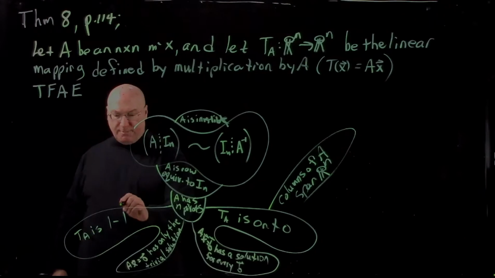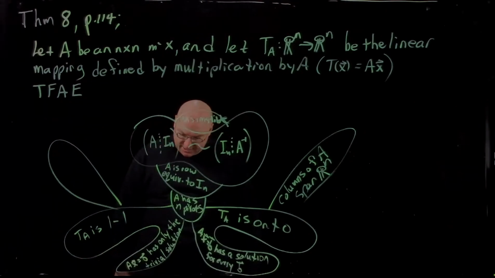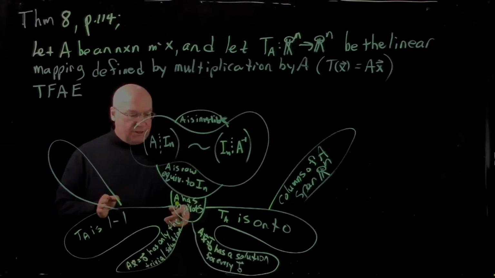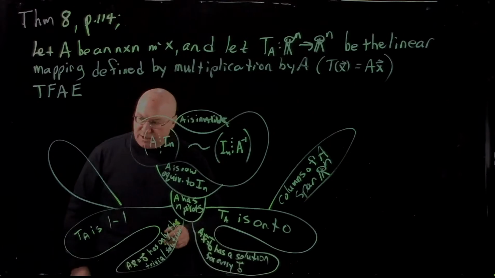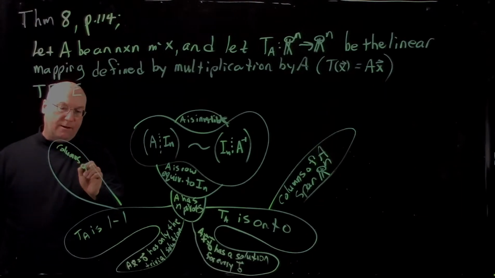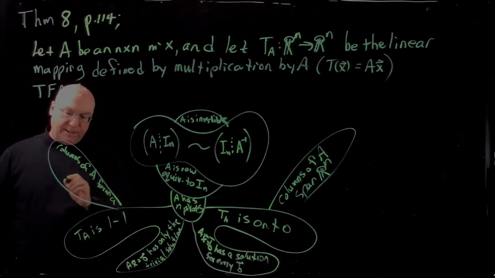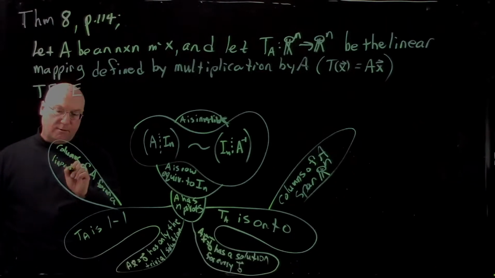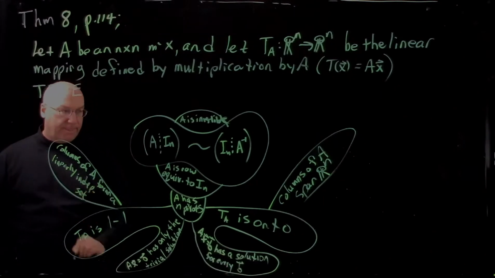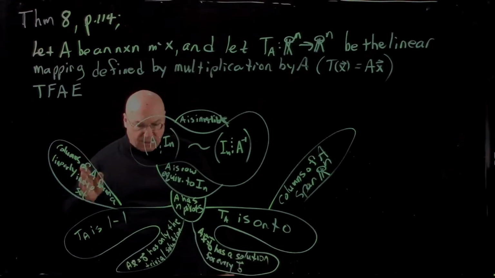And we got another little thing coming off here, and that is that as over here the columns of A span Rn, here, since there's a pivot in every column, we know that the columns of A form a linearly independent set. All right, because there's a pivot in every column.